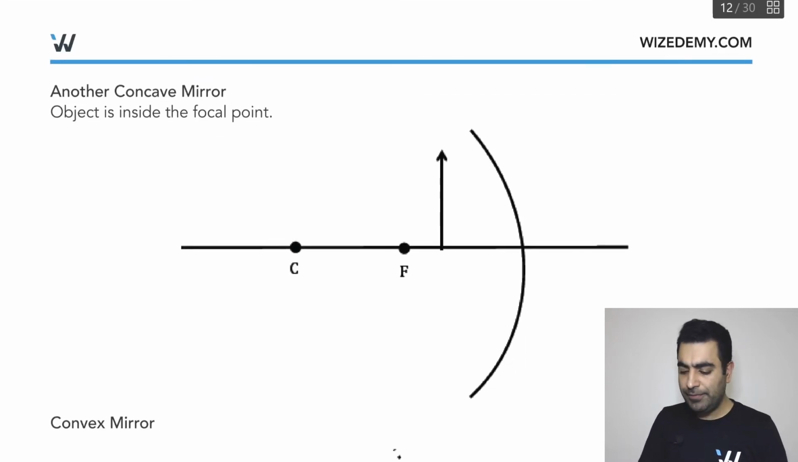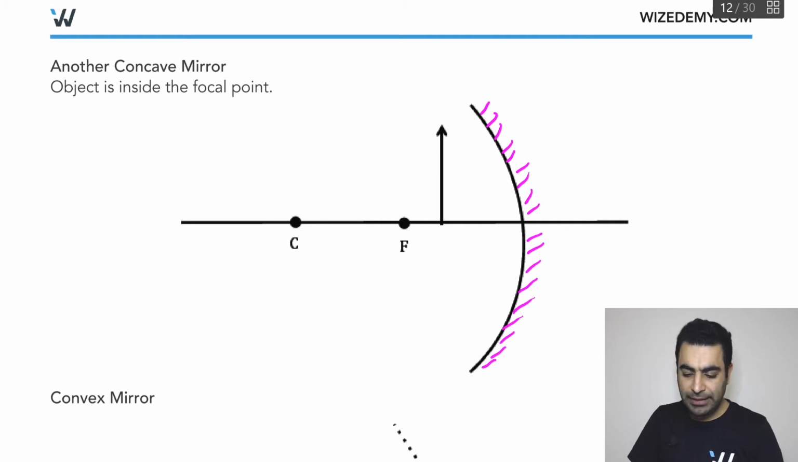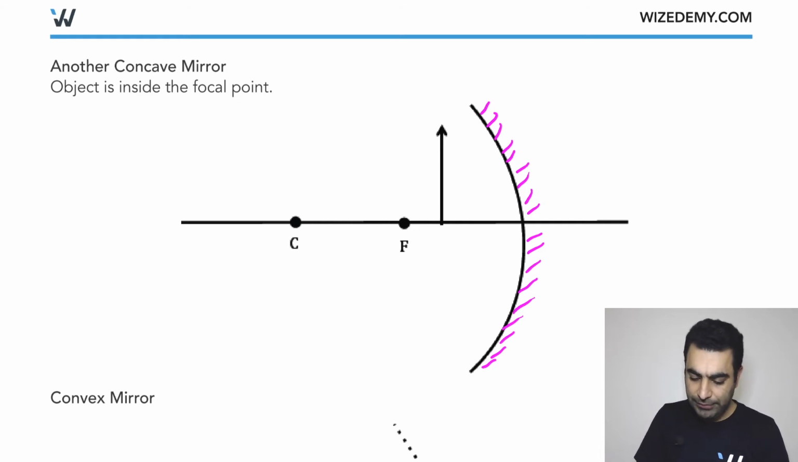For example, here we have another concave mirror. Still we have this as the back of the mirror. And now I want to put the object inside the focal point. It means that, as you can see in the picture, the object will be between the point F and the mirror. And I want to guess what type of image we have here. Let's do it together.